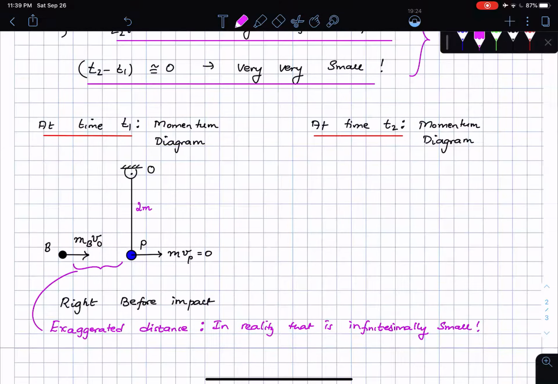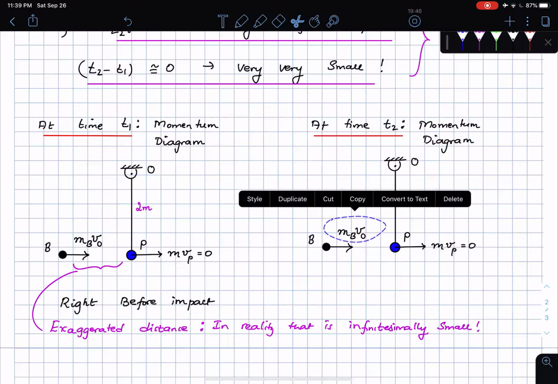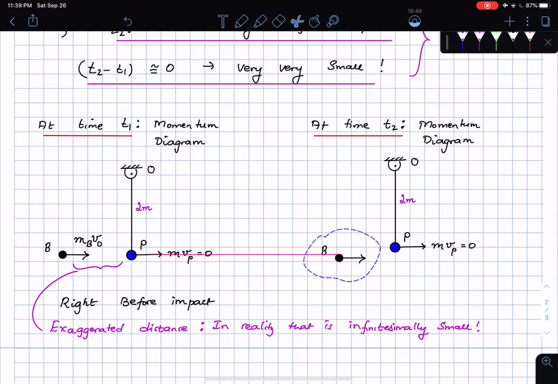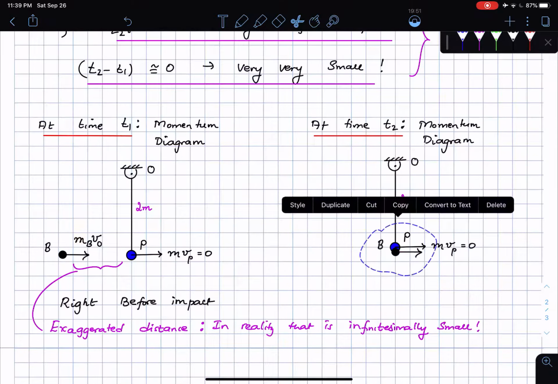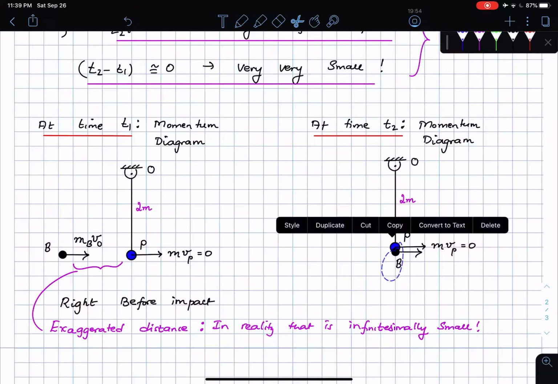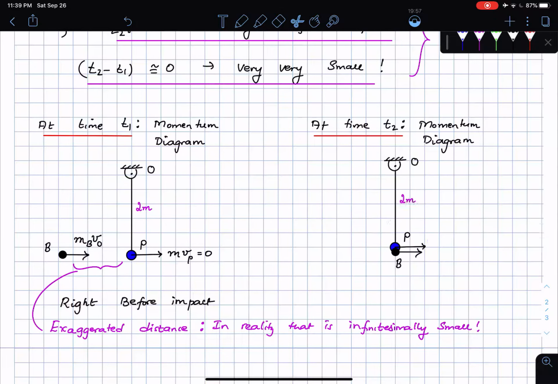Then I'm going to draw the momentum diagram right after impact. So this is at time t2. I'm going to have the same setup, and I'm going to get rid of some of these things and you'll see why. But here is the situation. Now this bob and ball are sticking with each other, because we know that is the situation here. Now what is the velocity of the pendulum? That is not 0 anymore, right? Because the ball has struck the pendulum, so the pendulum is about to start swinging.